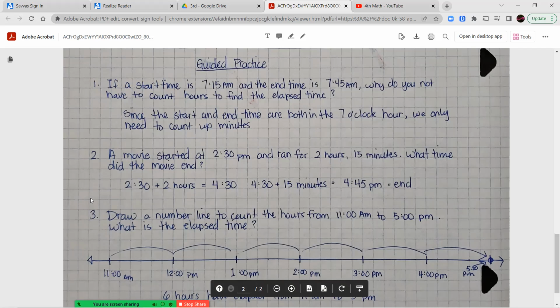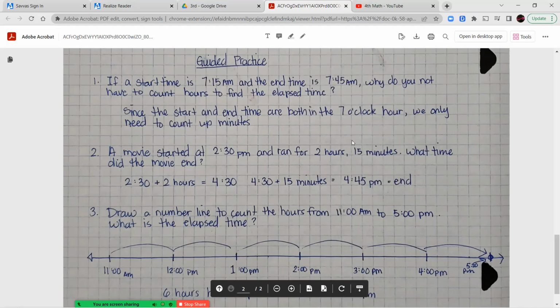For number 2, a movie started at 2:30 p.m. and ran for 2 hours and 15 minutes. What time did the movie end? So here they gave us the start time. They told us how much time has elapsed, and we need to figure out the end time. So I need to add 2 hours and 15 minutes to my start time. So first I'm going to add the hours. 2:30 plus 2 hours will make it 4:30. 4:30 plus 15 minutes will make it 4:45. So 4:45 is the end time of that movie.